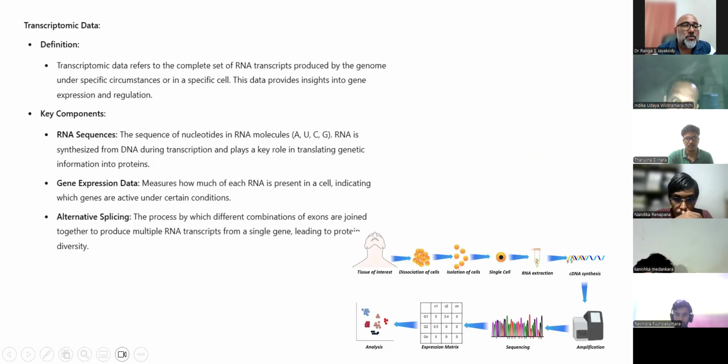So the other type of biological data we have is the transcriptomic data. Transcriptomic data refers to the complete set of RNA transcripts produced by the genome under specific circumstances or in a specific cell. Now what does that mean? It sounds a bit complicated, but it's a simple thing.